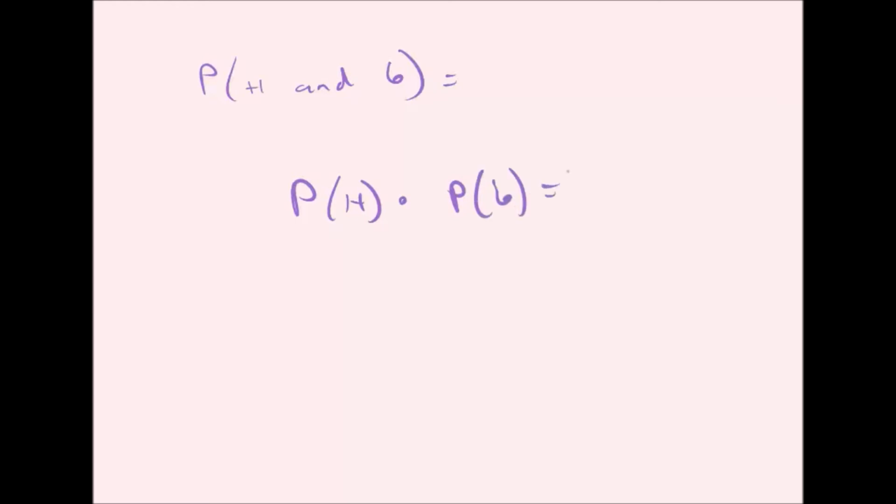So for example, if you were to flip a coin and then roll a six-sided die, what's the probability that you get heads and a 6? In order to figure this out, you just find the probability of getting heads times the probability of getting a 6. These events don't affect each other at all, so we just multiply those two together and we get our answer. So the probability of getting heads is going to be 1/2. The probability of getting a 6 is 1 in 6, so the answer is just 1 in 12.